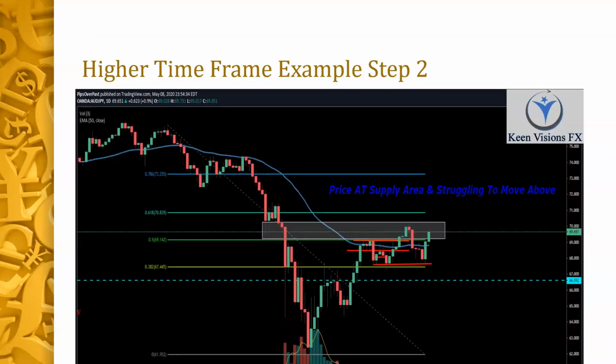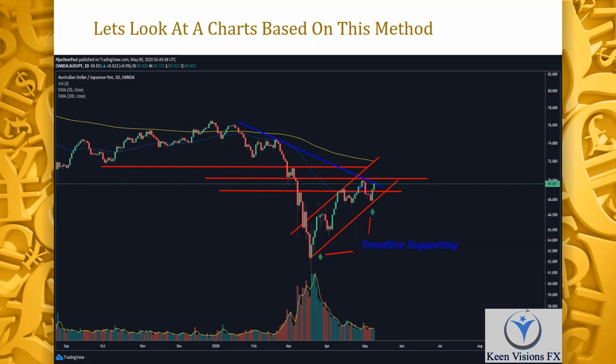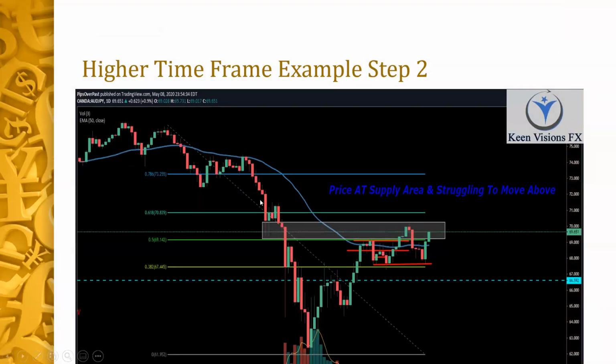Next view we're going to have is going to show the example of step 2. We're identifying the supply area, and we also see that it is struggling to move above that actual support area. Just to rewind, on the higher time frame, in step one, we identify the support and resistance. We even have our supply and demand zones. Step two, we're looking more into the trend channels, verifying if we have any supply and demand.